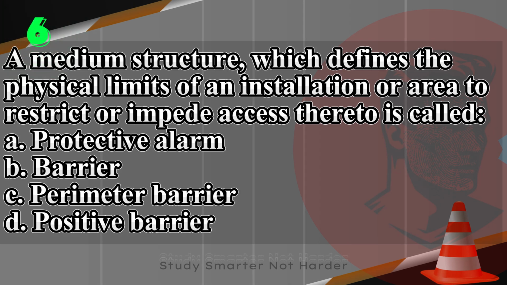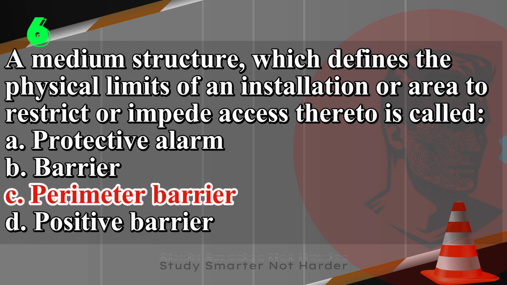6. A medium structure which defines the physical limits of an installation or area to restrict or impede access thereto is called A. Protective alarm. B. Barrier. C. Perimeter barrier. D. Positive barrier. Answer: C. Perimeter barrier.